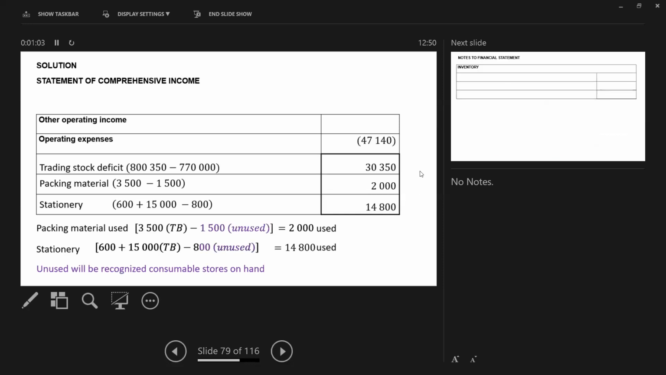In total, our expenses will amount to 47,150.